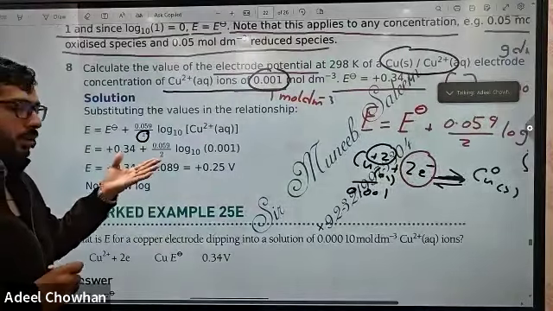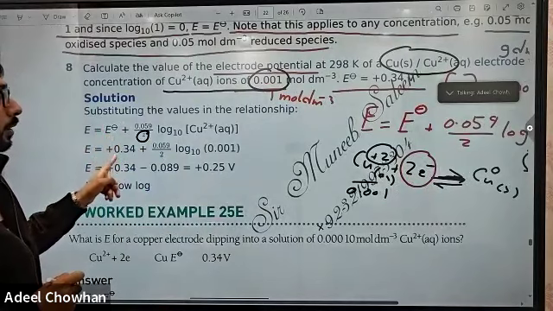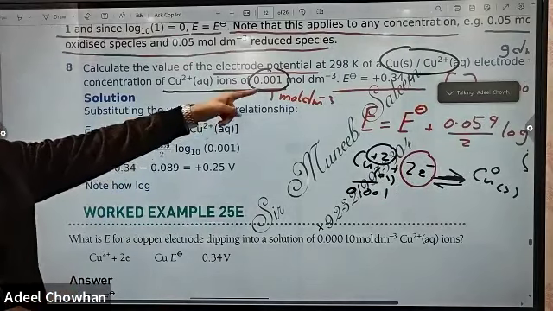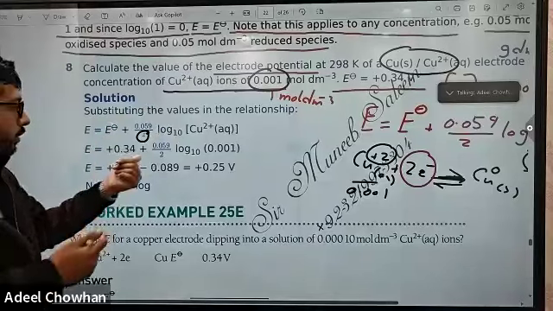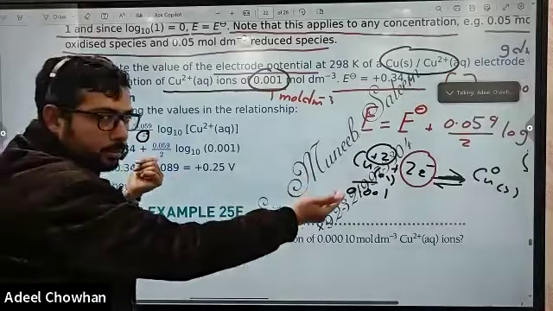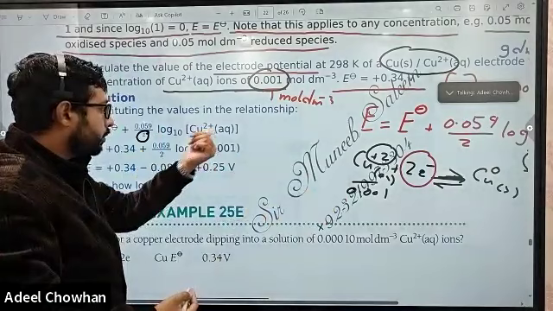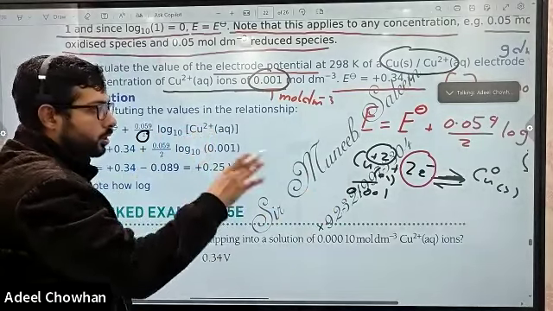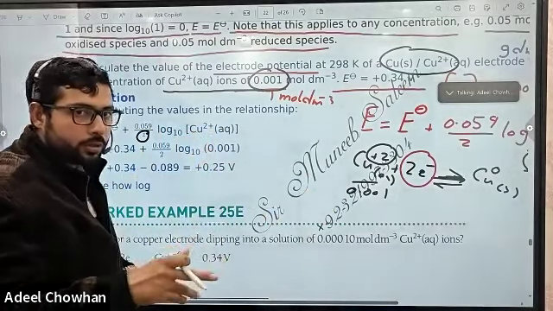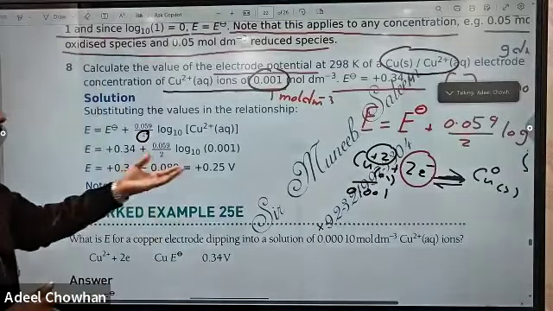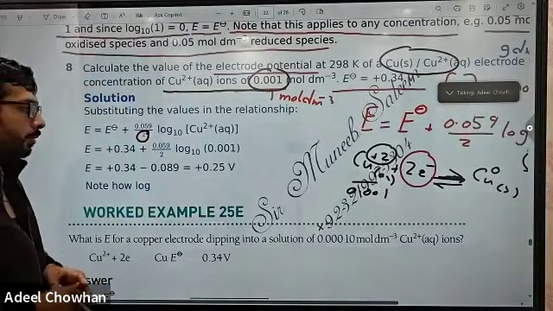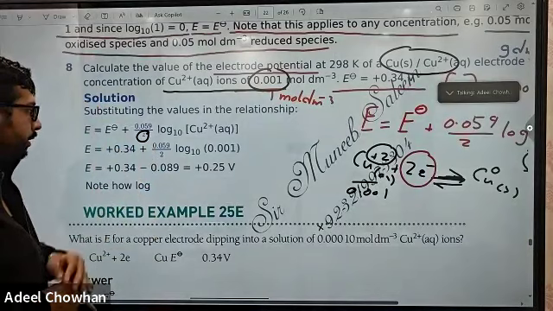Now we have substituted all the values except E naught, which is already given in the statement. Z is calculated from this reaction, and the concentration of the oxidized species is used, not the reduced species, because the reduced form is the solid form, which has no concentration. Now, after substituting all the values, you simply have to use a calculator to find the value.